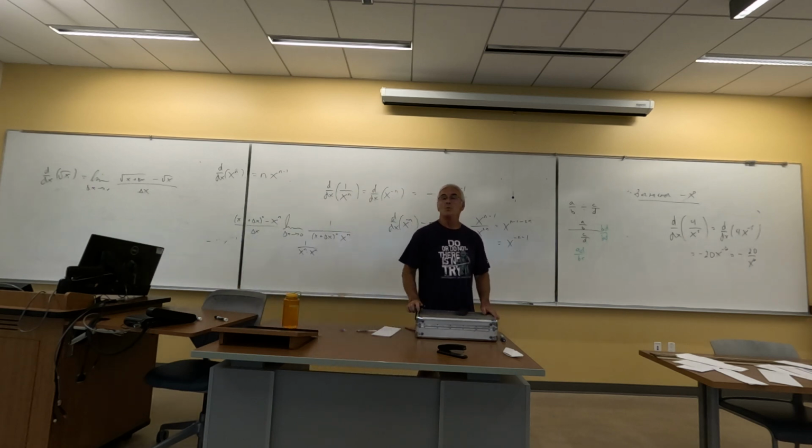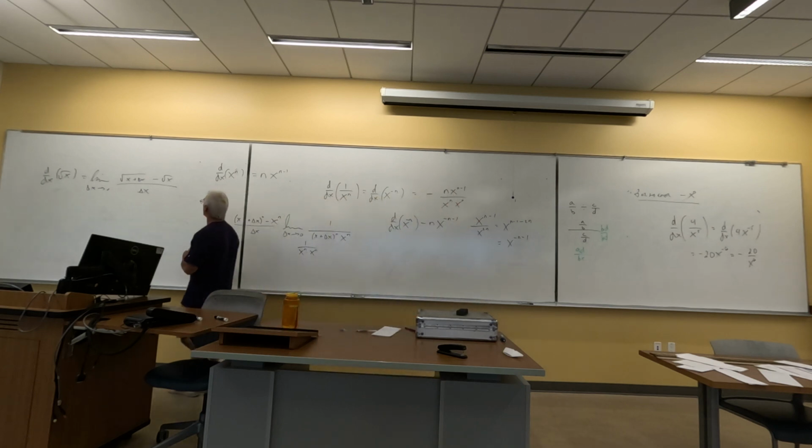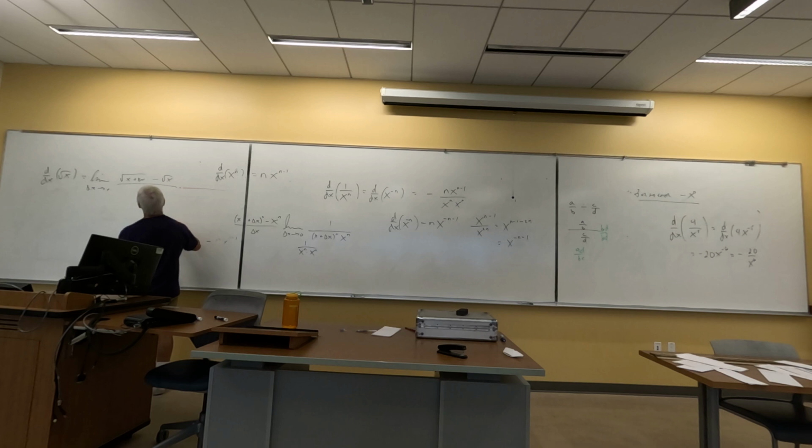Conjugate. Good. What's the problem child? The problem child is the delta x. But the delta x on top lives inside the square root. I need it not to be in the square root, and the only way I can do that is to conjugate. So what do I want to multiply top and bottom by exactly? Anybody? Square root of x plus delta x plus the square root of x.